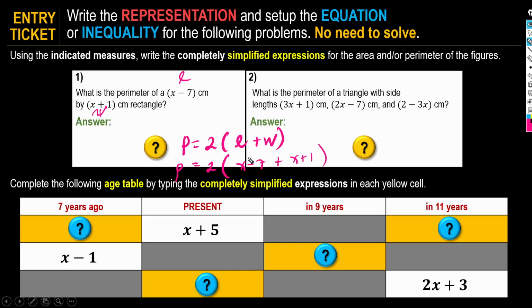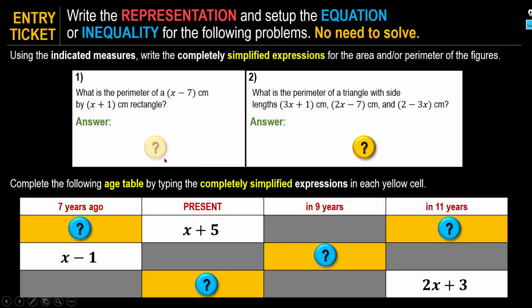Pag sinimplify mo yan, you get P equals 2 times 2x and then what's that? Minus 6. Yeah. So your final answer, dapat daw simplified. Remember, pag nag-simplify ka ng expressions, there shouldn't be grouping symbols in the final answer. So we apply our DPMA here. I should get 4x minus 12. Tama? There you go. 4x minus 12. Same thing here for number 2. We add these three measurements. 3x plus 1, 2x minus 7, 2 minus 3x to get 2x plus 4.